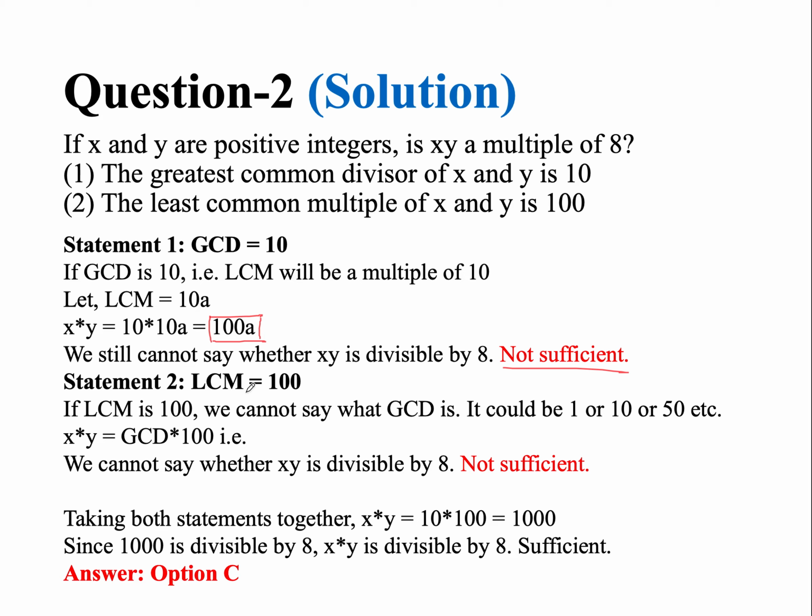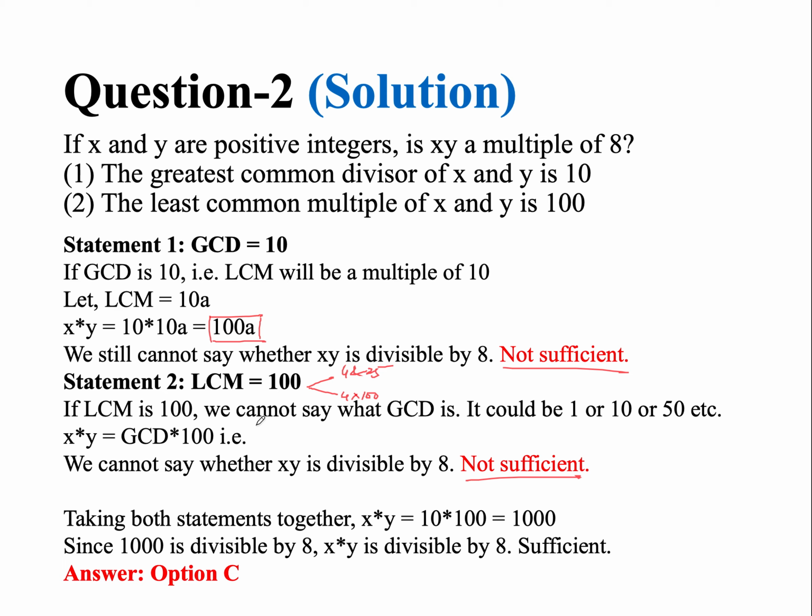For example, for LCM 100, one of the possible sets of values could be 4 and 25, and another could be 4 and 100 itself. So 4 and 25 when multiplied together does not result in something that is divisible by 8, but 4 into 100 results in a number that is divisible by 8. Therefore, the second statement again is not sufficient.